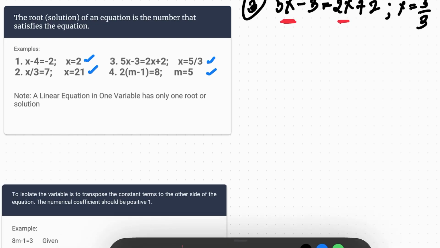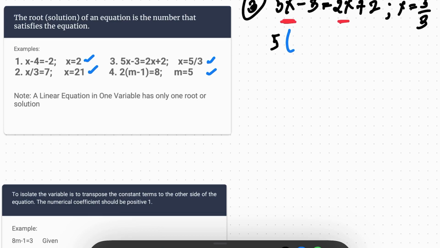I'm going to copy 5. 5x means 5 times x, and I'm going to replace x with 5 over 3. Continue with minus 3 and our equal sign. This will be 2, and I'm going to multiply that with my replacement value 5 over 3 and continue with plus 2.